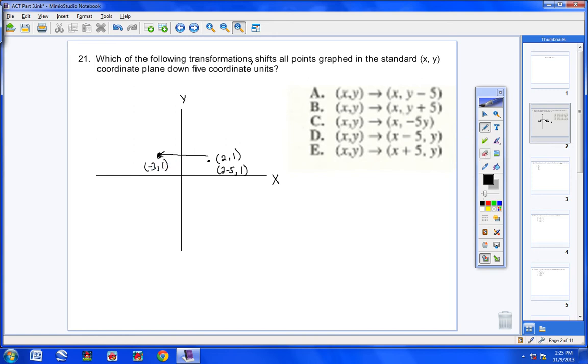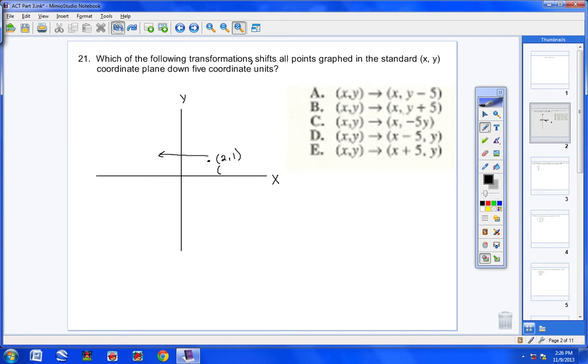So in other words, here's what I'm trying to express to you, and here's what they're testing you on in this problem. X values are left and right movement. Y values are vertical, up and down movements. Okay, so with that in mind, let's go ahead and solve this problem now.